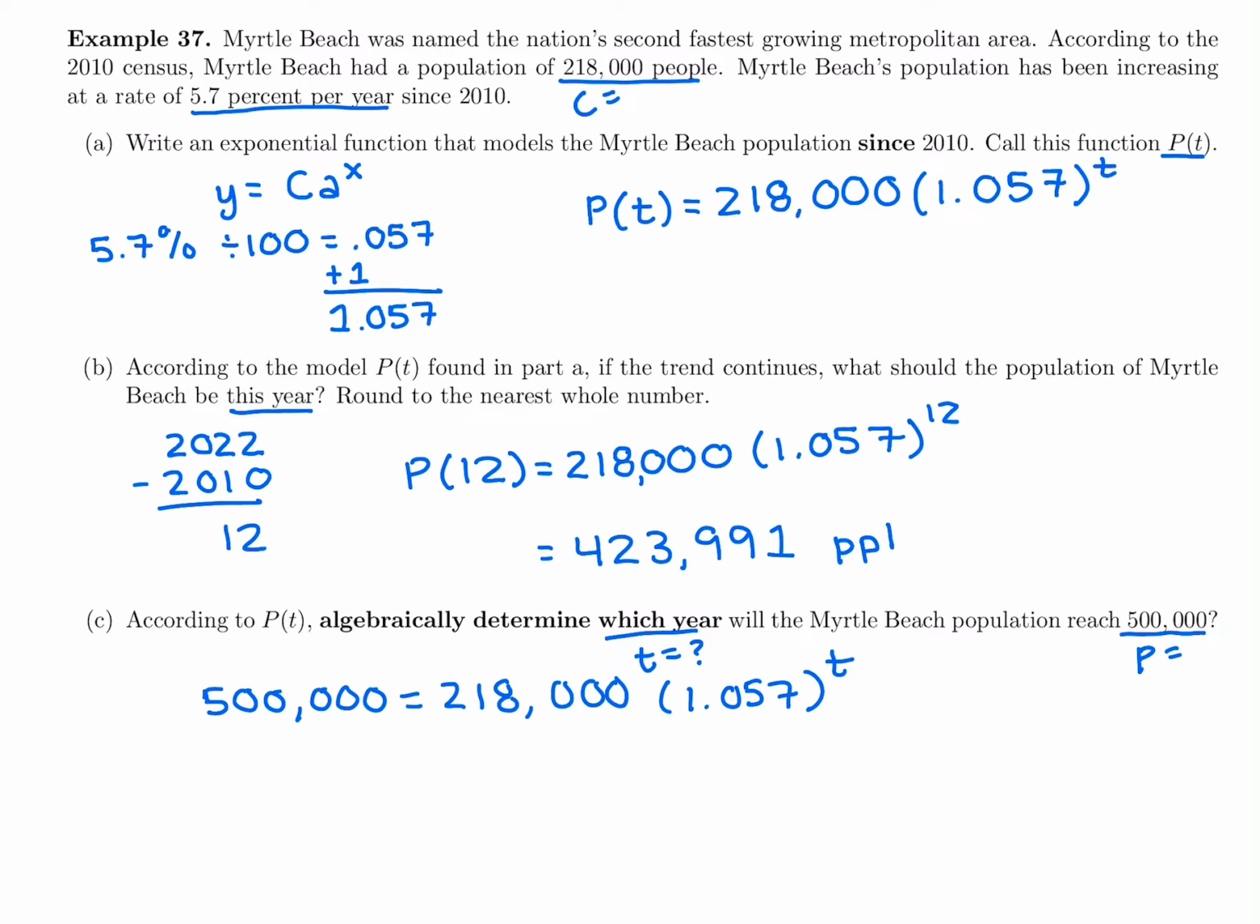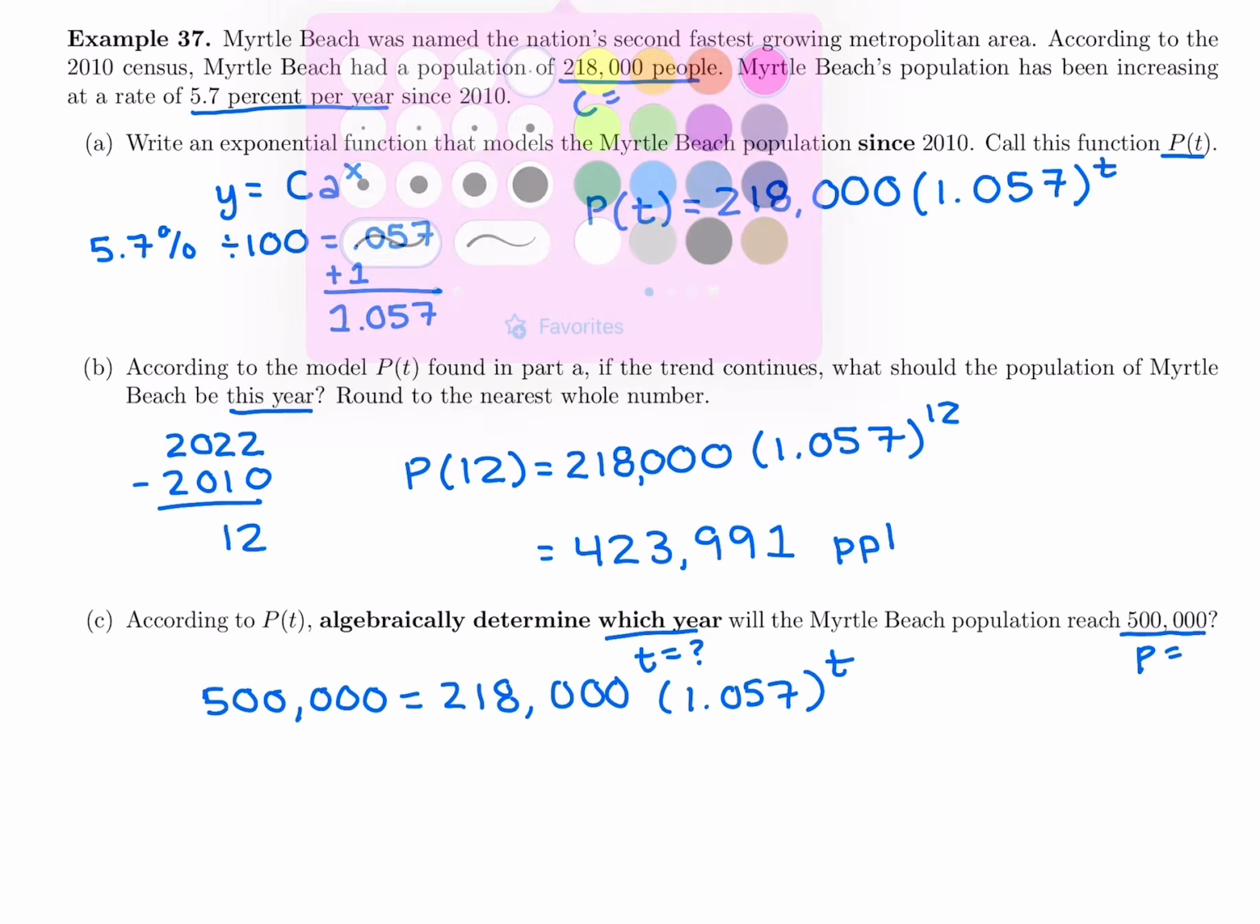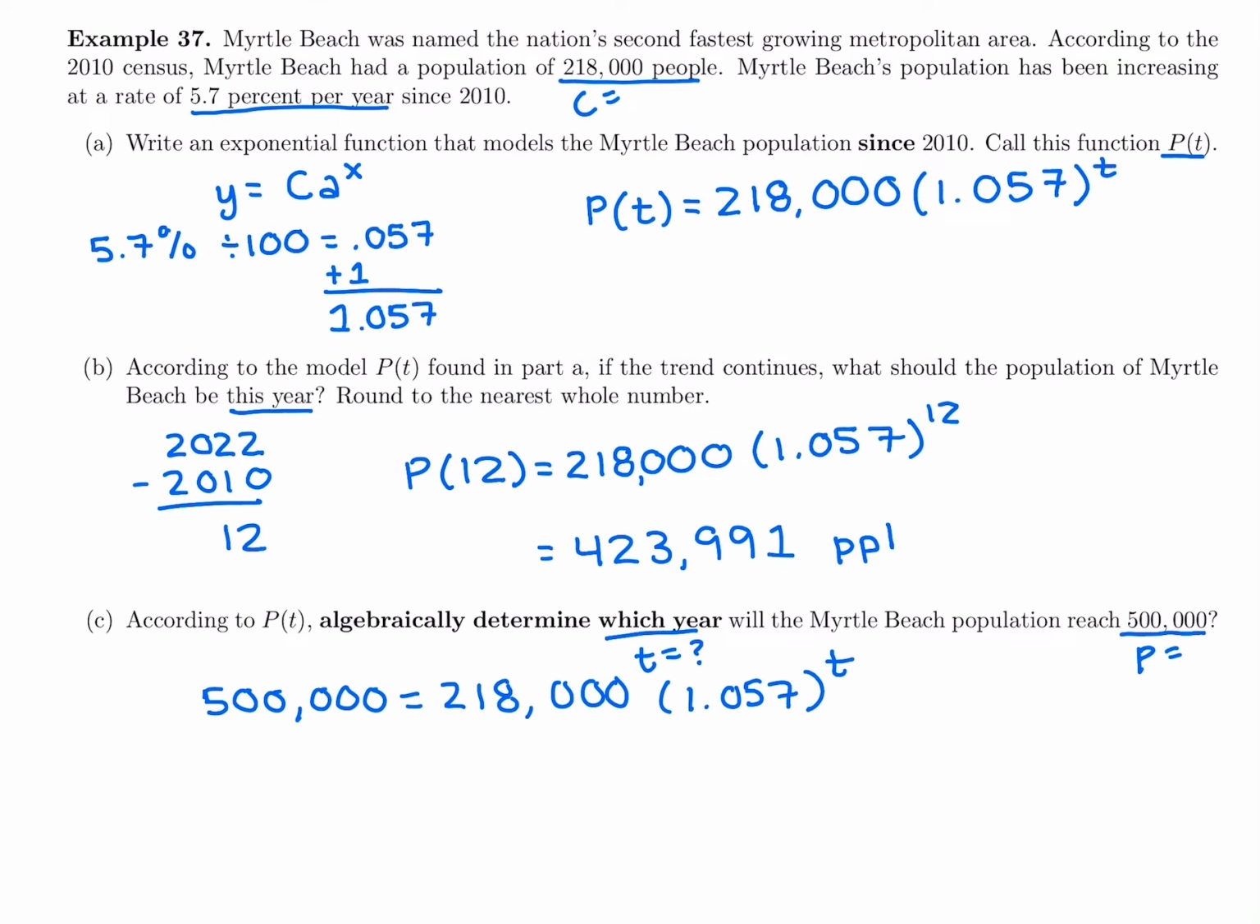So this time I'm solving an exponential. I want to get that 1.057 to the t on one side by itself so that I can use my log to get rid of the exponential. Right now it's multiplied by 218,000, so I need to divide both sides by 218,000. I'm going to do this in my graphing calculator. That way I can use math enter to reduce that fraction. So I'm going to do 500,000 divided by 218,000 and hit math enter, and that reduces to be 250 over 109 equals 1.057 raised to the t.